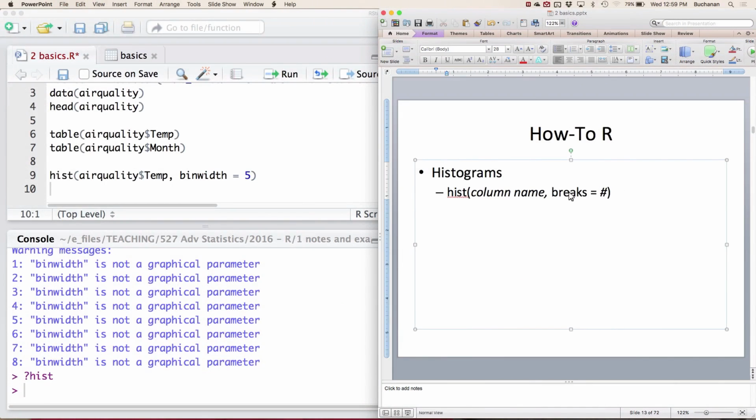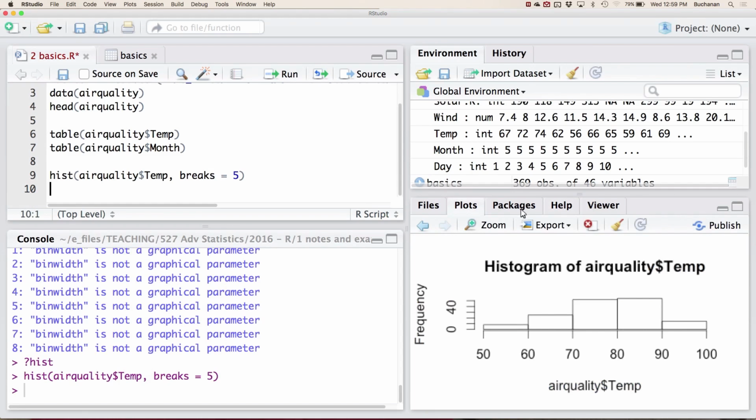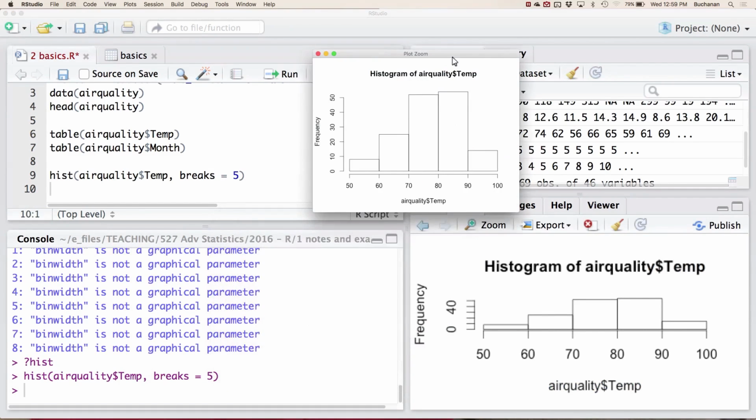I'm so proud that the front row remembers something from last semester. It's breaks. I just knew it didn't look right. Bin width is in ggplot. Sorry. Bin width is in a package we're going to use on another day. So it's breaks. There we go. Breaks, not bin width.